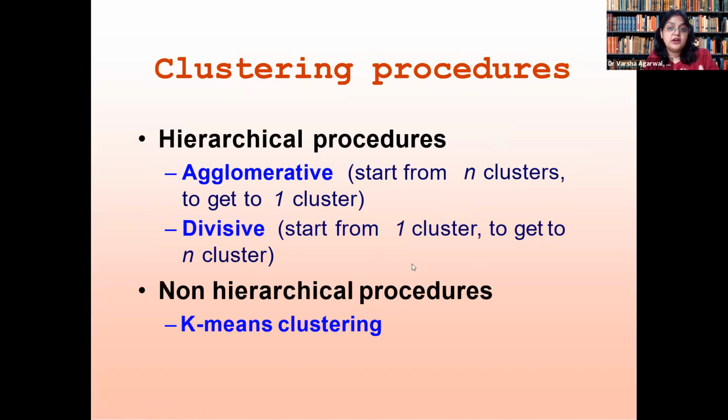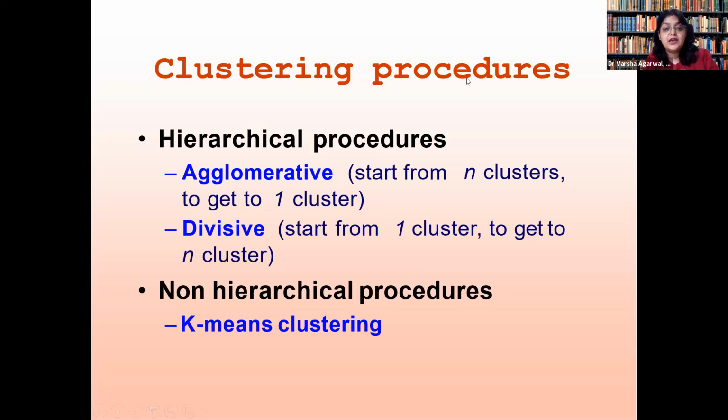Agglomerative, when you start forming from n clusters to get one cluster, which means that already you have formed the clusters and now you need to get one cluster. Divisive, from one cluster you want to form n clusters. Fine. So this is one approach.